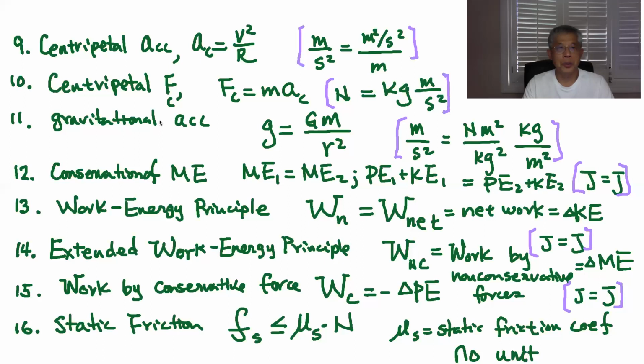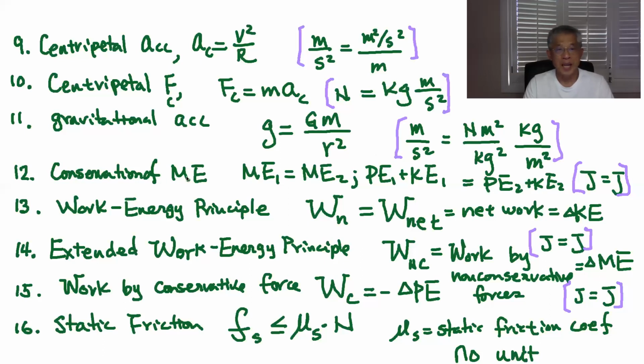Number 11, gravitational acceleration, small g, is equal to GM over r squared. M is the planet that has this gravitational acceleration. So the unit of g is meter per second squared. Capital G is the universal gravitational constant. The unit is newton meter squared divided by kg squared. M is mass, in kg. r squared is meter squared.